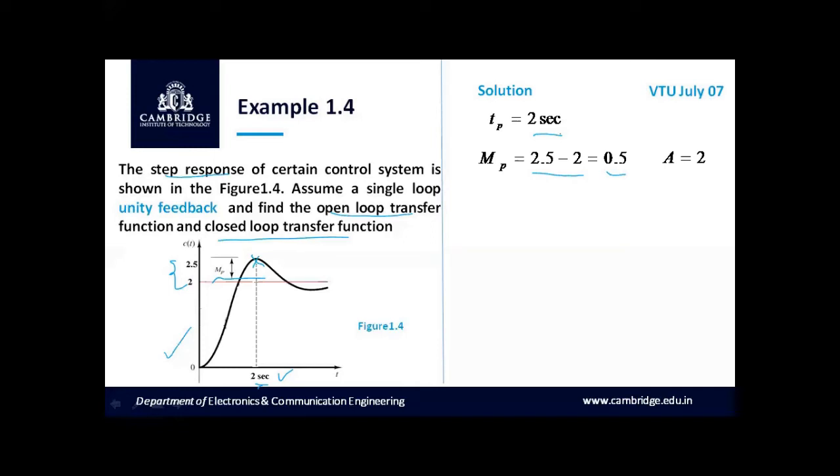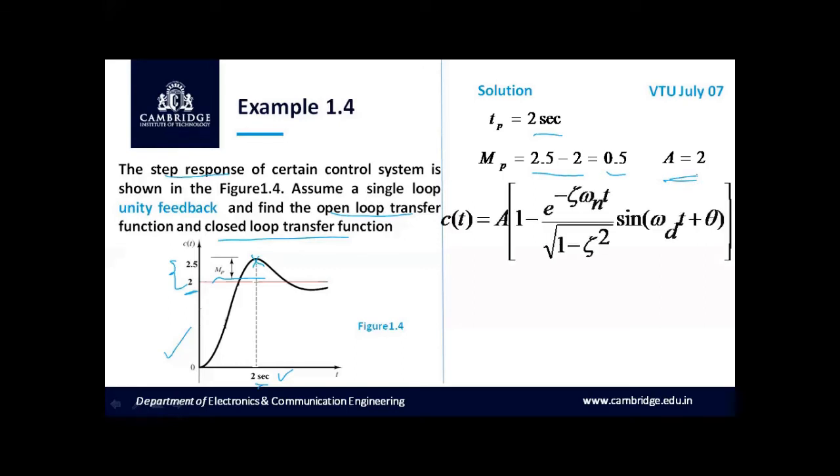And we have obtained TP as 2 seconds from the graph. And we know that the response graph C of t is specific for unit step input. And here in this case, we have a magnitude of 2. Hence, A is equal to 2. So, we know the response C of t is equal to 1 minus e to the power minus zeta omega n t divided by square root of 1 minus zeta square sine of omega d t plus theta, which is subjected to unit step input. As we have a magnitude of A is equal to 2, now the response is A times C of t for a unit step input.